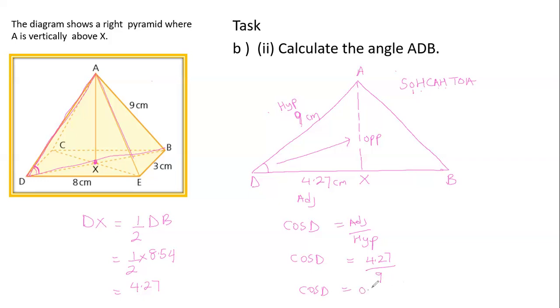0.47. And then after that, D is equal to cos inverse of 0.47444. So what do you get? 61.68. You get 61.68.